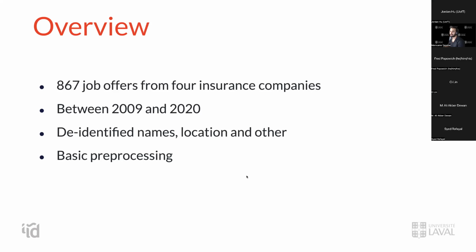The dataset itself is constituted of 867 job offers that come from 4 insurance companies that are partners of the project. They're situated between 2009 and 2020, so there's a lot of time coverage. The dataset is also de-identified in order to protect the interests of said companies. When it comes to pre-processing, we haven't done much, just basic removal of some punctuation and some inconsistencies within the data set. As far as NLP pre-processing is concerned, we kept it very simple and stayed very close to the original job offers.